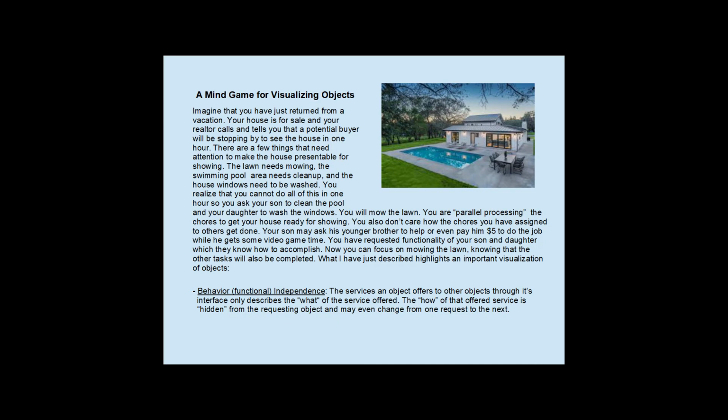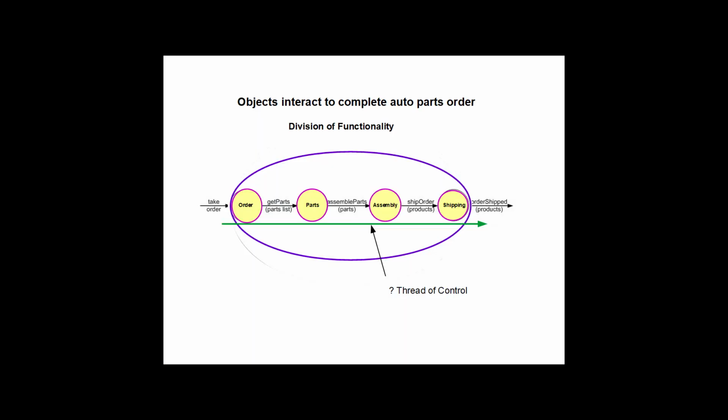The services an object offers to other objects through its interface only describes the what of the service offered. The how of that offered service is hidden from the requesting object and may even change from one request to the next. Here is another example of creating functionality through division of labor.